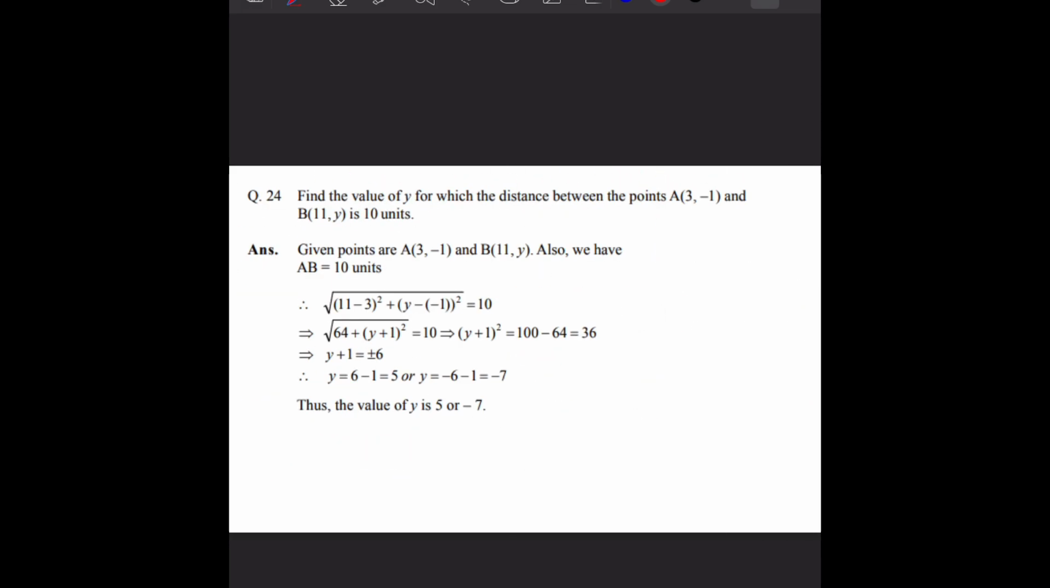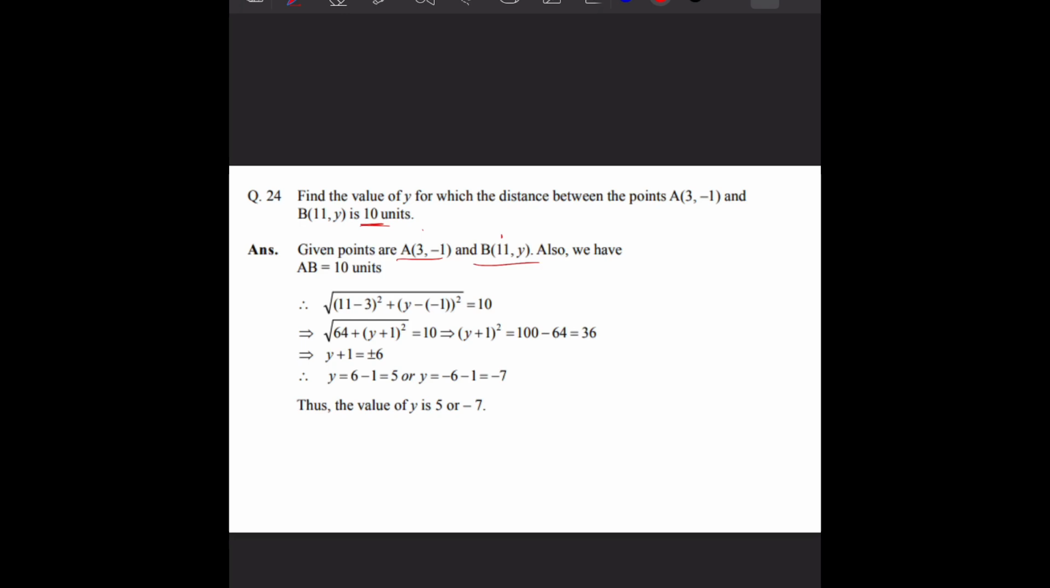Moving on to question number 24. Find the value of y for which the distance between the points A 3 comma minus 1 and B 11 comma y is 10 units. If A equals 3 comma minus 1 and B equals 11 comma y, and the distance between them is given as 10, then by applying the distance formula you have to write it equal to 10, because this time you don't have to find the distance, the distance is already given. So you need to find the value of y.